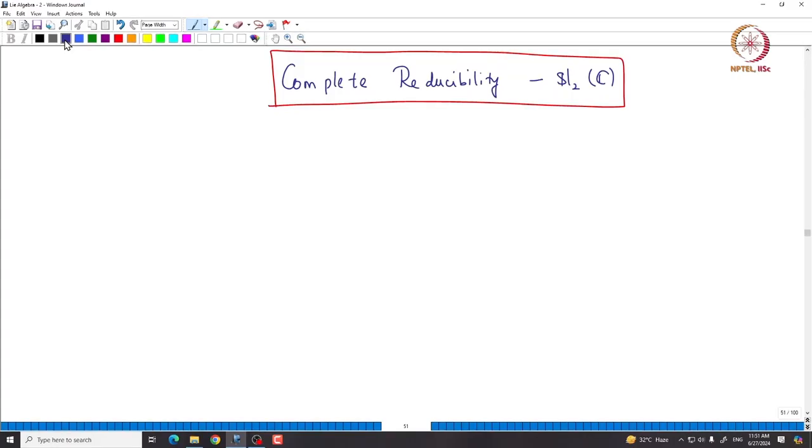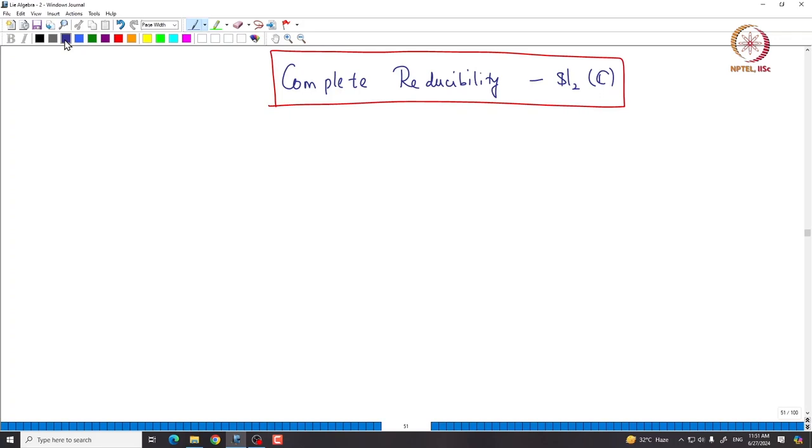Welcome back, everyone. In this lecture, we will continue with the representation theory of sl2C. In this lecture, we want to prove complete reducibility for finite dimensional representations of sl2C. So, let us begin with stating one important result.